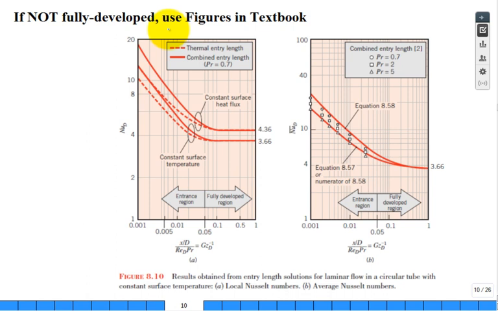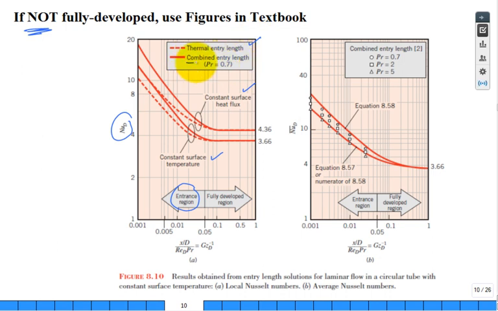So in the textbook, if you do not have fully developed flow and you really need to solve the problem, use a figure. The figure needs a little bit of interpretation. I don't know if you need to use it for a homework problem or not, but out here you have the entrance region, and you can see that you have a higher Nusselt number. It depends on if it's constant surface heat flux or constant surface temperature. It depends if it's thermally the entrance region or combined.